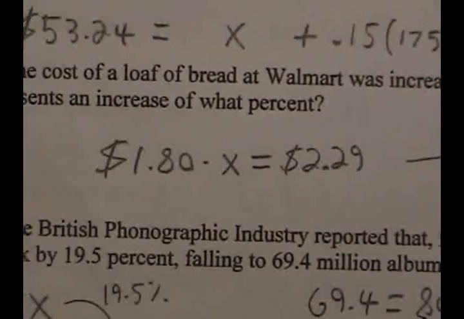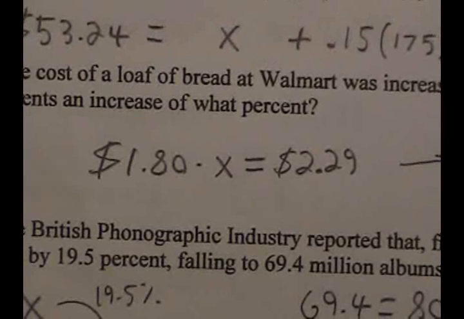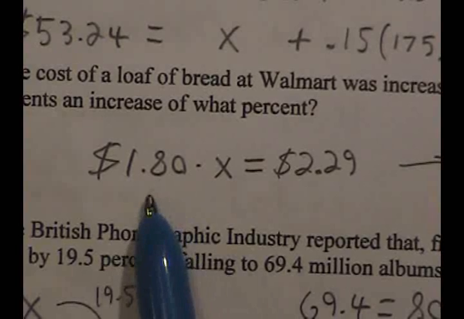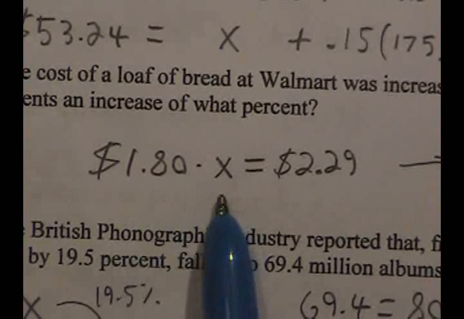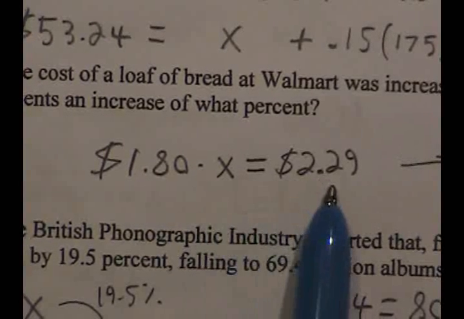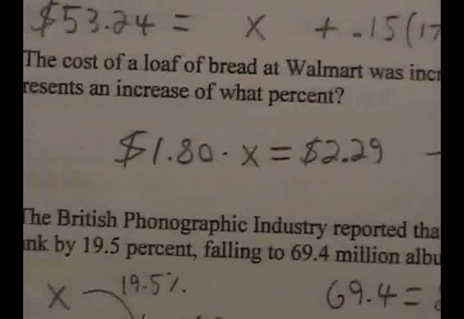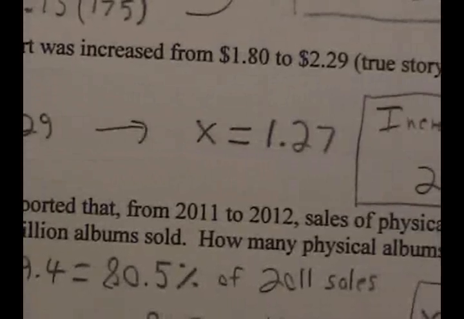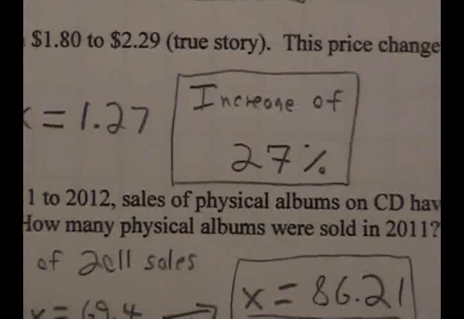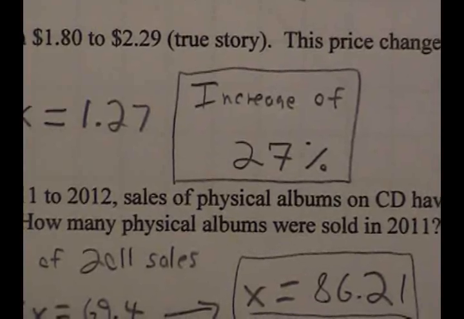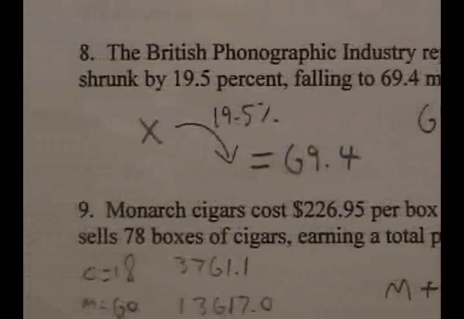For the middle one here, the cost of a loaf of bread goes up from $1.80 to $2.29. So you're taking $1.80 and you have to multiply that by some number to increase it to $2.29. The number by which you multiply it, if you solve that thing for x, is 127. So that means that it was an increase of 27%. The new number is 127% of the old number.